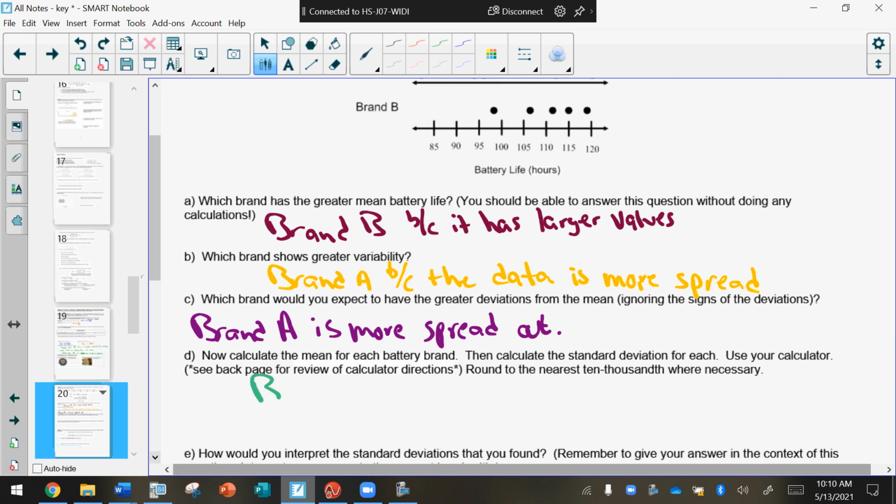So for brand A, our mean was 101 hours, and our sample standard deviation was 15.3297. So what does that mean? Well, that means on average, our data points are 15 hours away from the mean of 101 hours.